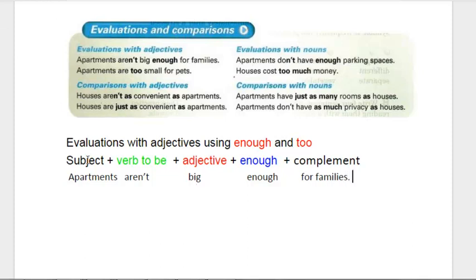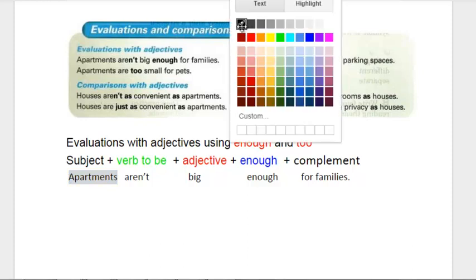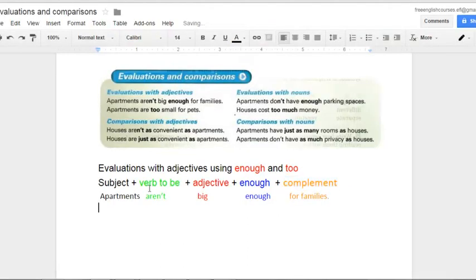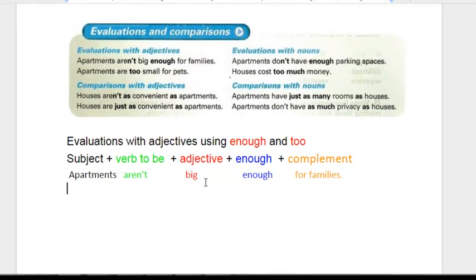So if we look at the pattern, we have a subject. I'm going to go ahead and follow the colors so that we can see what's happening there. That's in black. There we go. The subject is apartments. Then this is followed by the verb to be, in its negative form. After that, we're going to have some sort of adjective. And then it's going to follow the word enough. And then we're going to include some sort of complement, if you will.